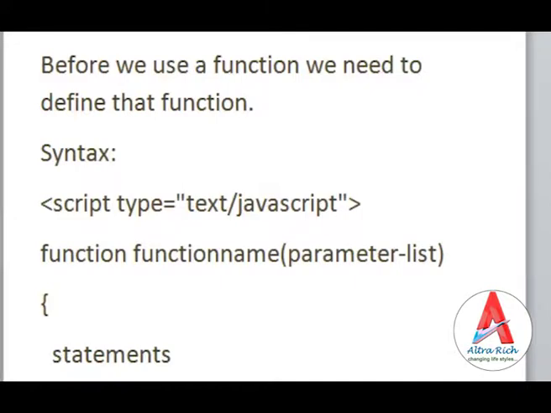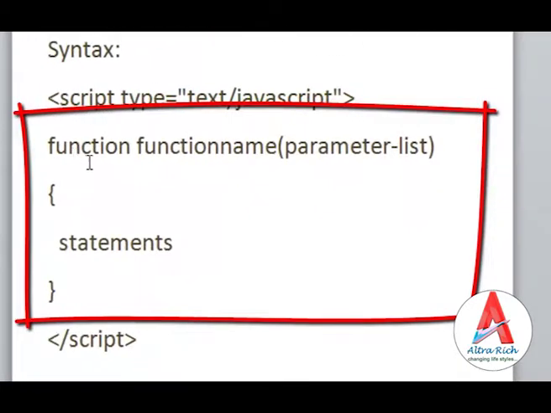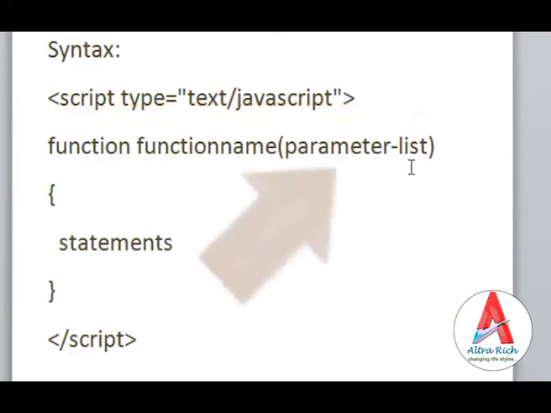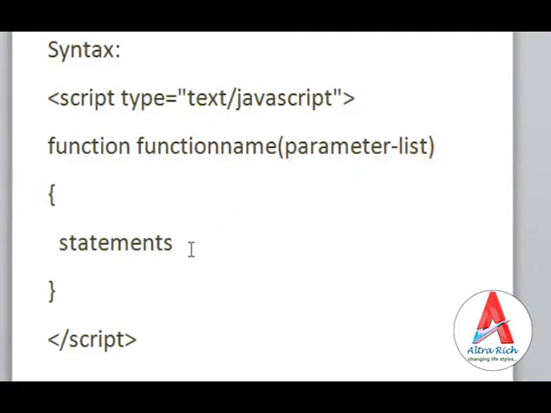Before we use a function, we need to define that function in head tag or in body tag. Here, this is the syntax of JavaScript function. Here, function is a keyword which we should write before the name of function. Here, function name is name of function and parameter list. In this list, we can pass any value if we want to pass it into function. It may be null or blank. Statement: this statement contains the code which is used to perform any task.